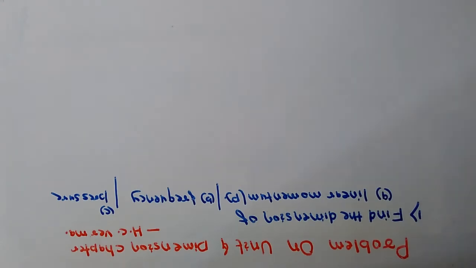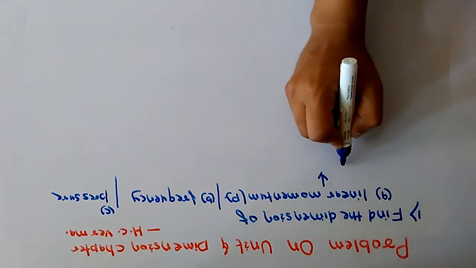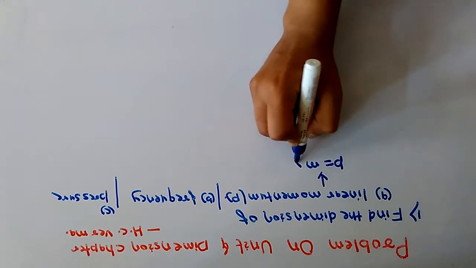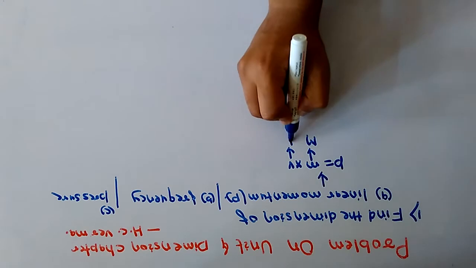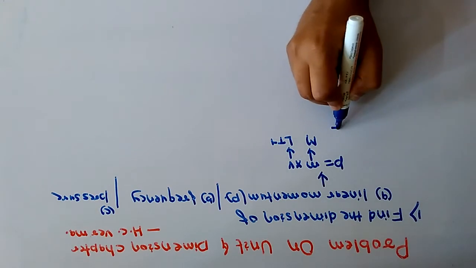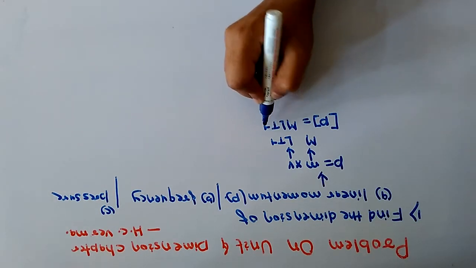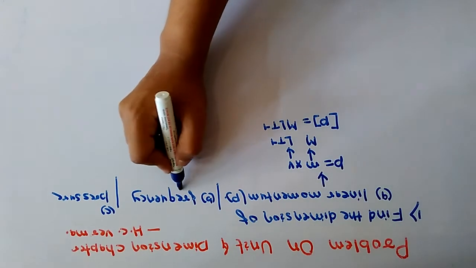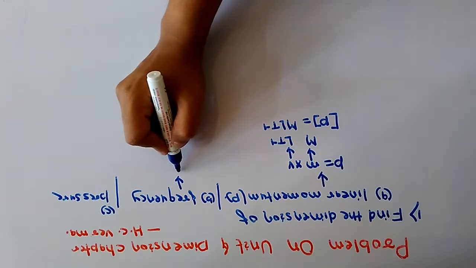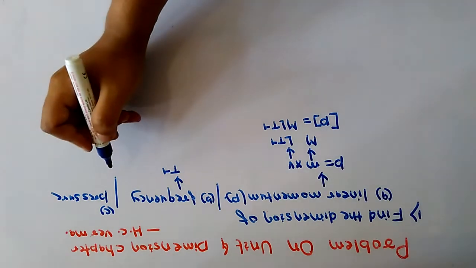Okay. The first question is to find the dimension of linear momentum, frequency and pressure. The formula for linear momentum is P equals m into v. m is the mass and v is the velocity, and the dimension of m is M and that of velocity is LT^-1. So I can write the dimension of linear momentum is MLT^-1. The second one is the dimension of frequency, which is time inverse. That is 1 by T.